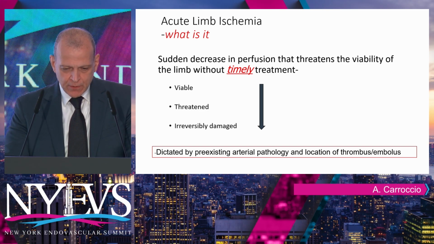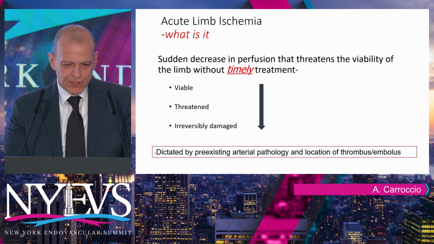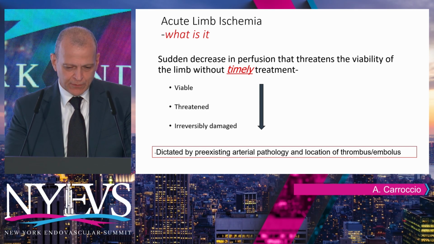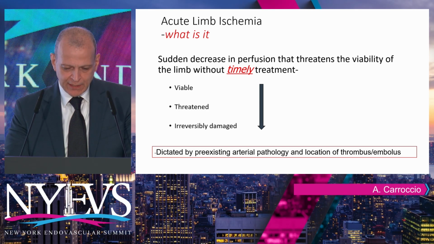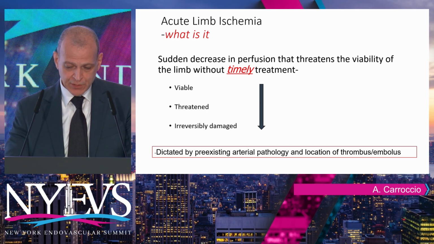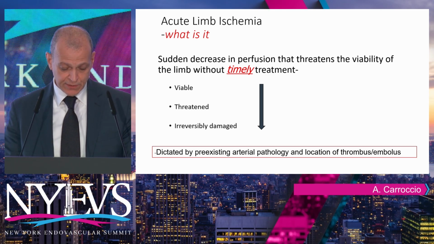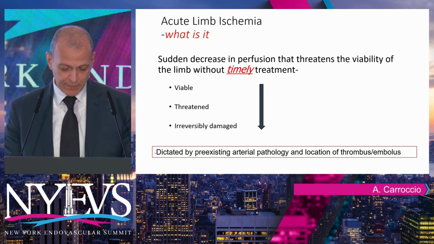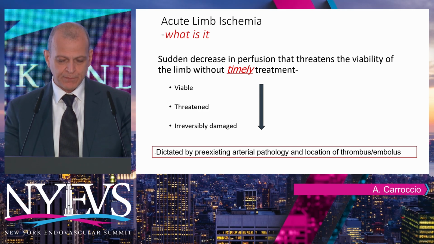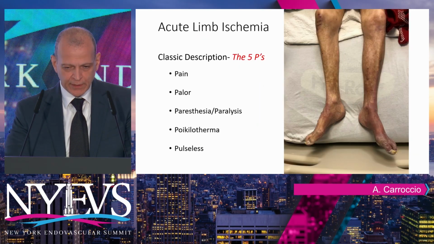Time is critical, so you want to see where you captured along this thread. Is it viable, is it threatened, or is there irreversible damage? A lot of that has to do with pre-existing pathology, because having coexistent disease or critical limb ischemia sometimes may be protective, but sometimes it puts you under the clock a little bit more than is necessary.